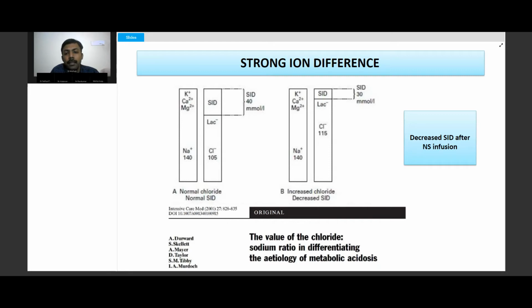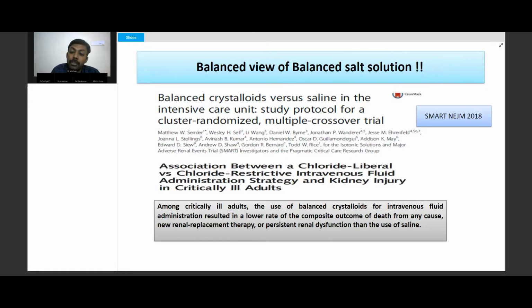What about the studies? The balanced salt solution, the famous SMART study, the SALT-ED study, all the adult large sample multicentric studies showed in adults that balanced salt solution had a lower rate of composite outcome of death from any cause, new RRT initiation, and persistent renal dysfunction, which is better than the use of saline in these groups. But what about pediatrics? There are not many studies.